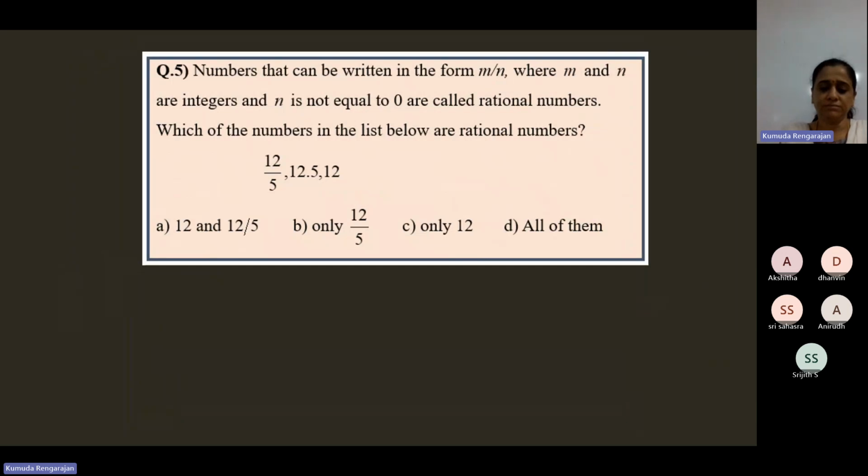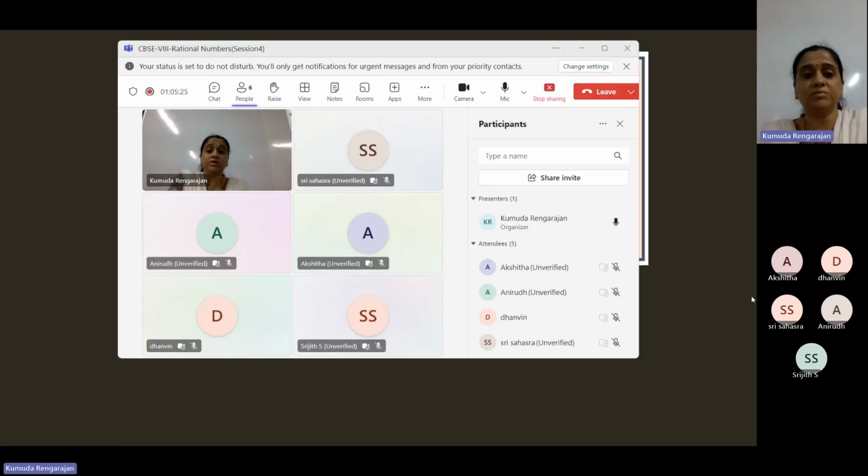What's the correct answer? 12 and 12 by 5. Numbers that can be written in the form m by n, where m and n are integers and not equal to 0 are called rational numbers. Which of the numbers in the list below are rational numbers? So Anirudh, you said 12 and 12 by 5, is it? Yes, ma'am. Okay, the others? No explanation. 1 second.